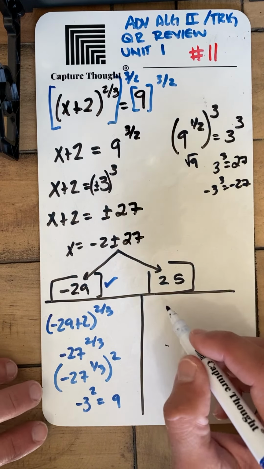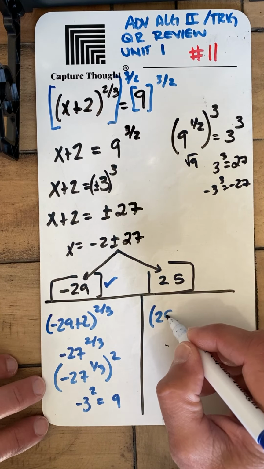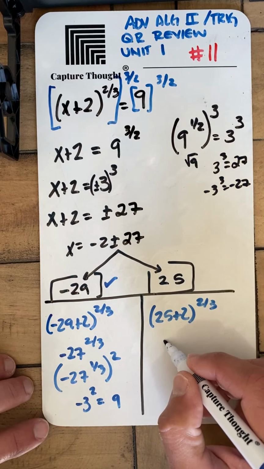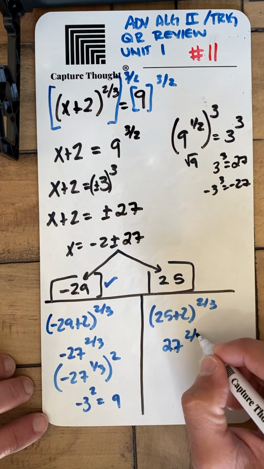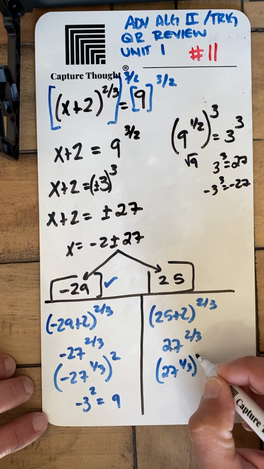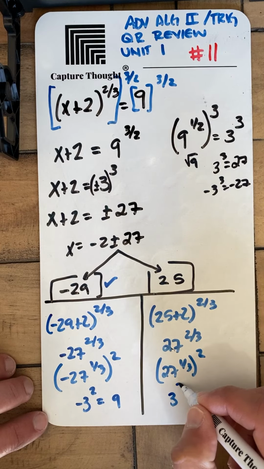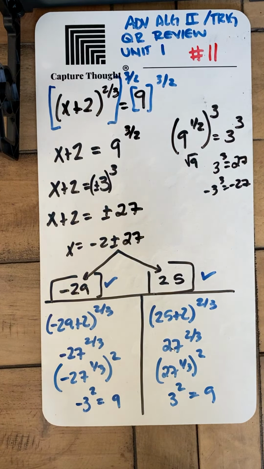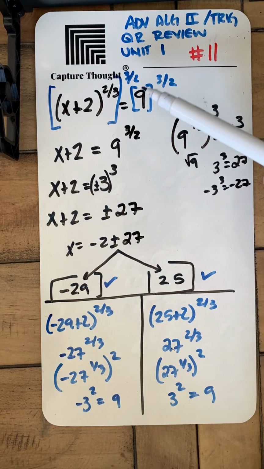Let's do 25. What's 25 plus 2, all to the 2/3? Well, that's just 27 to the 2/3. That's 27 to the 1/3, all squared. That is 3 squared, and that is also 9. So 25 also checks out. So kind of a lot to do on that problem, but the process is still the same.